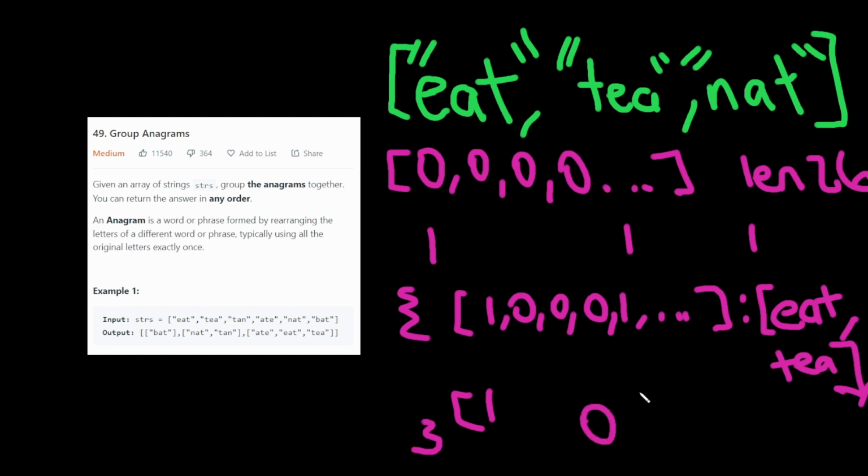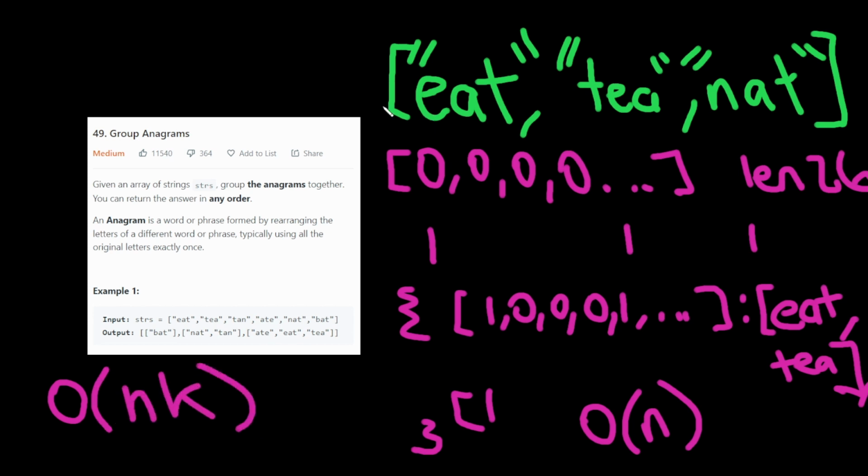Again, for space complexity, it's O of n, because the data structure that we're storing is worst case going to just have all the strings in it. And then the time complexity is actually going to just be O of n times k, because we're going through all of the strings and we're just going through all the characters in each string.